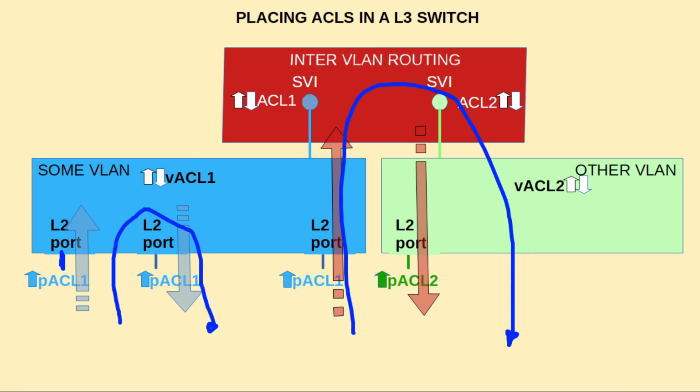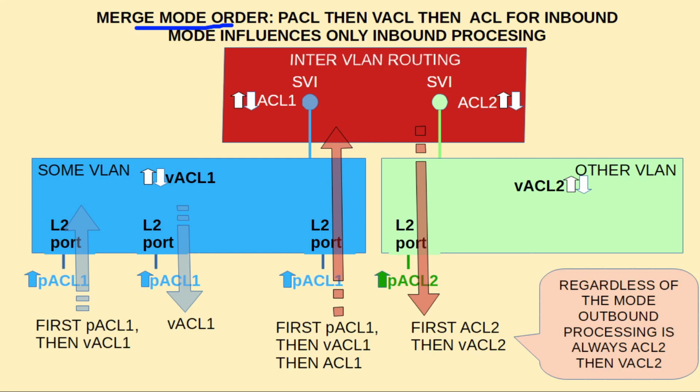We are going to analyze these cases now. First of all, we are going to analyze the cases where the entry point was configured to use merge mode. Remember that this is the default mode. So the first case will be for traffic that is traveling through the same VLAN. In this case, we are going to process the access control lists in the following manner.